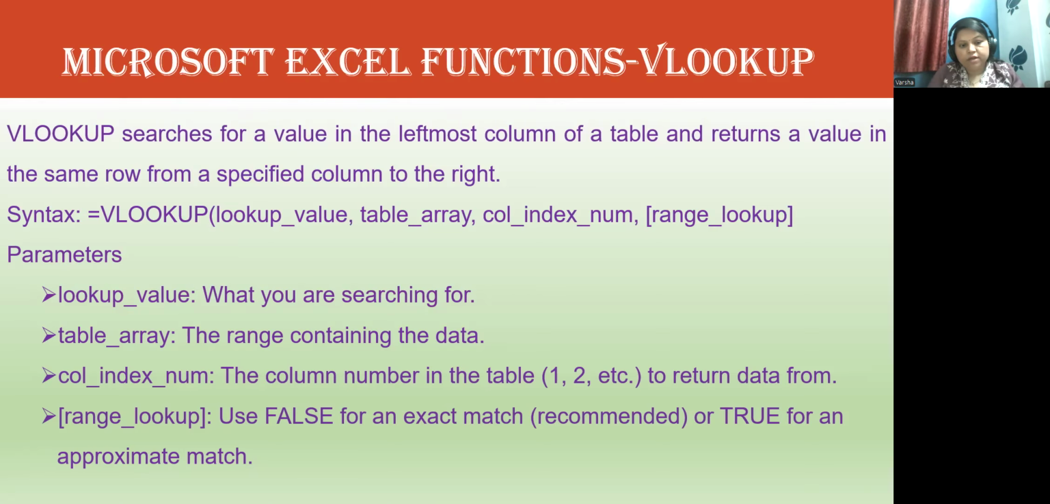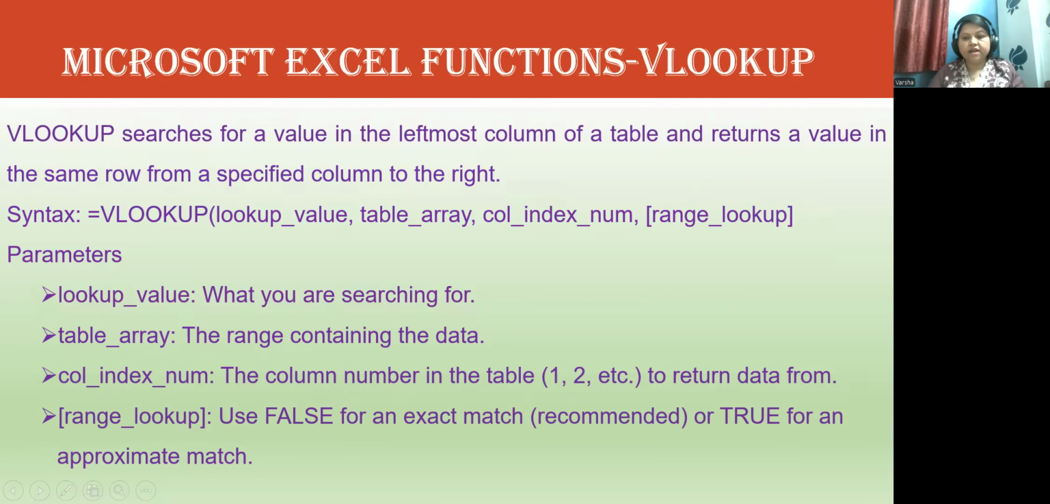So what are the parameters? Lookup value, what you are searching for. Table array, the range containing the data. Column index number, the column number in the table, 1 or 2. And the range lookup, false for an exact match and true for an approximate match.